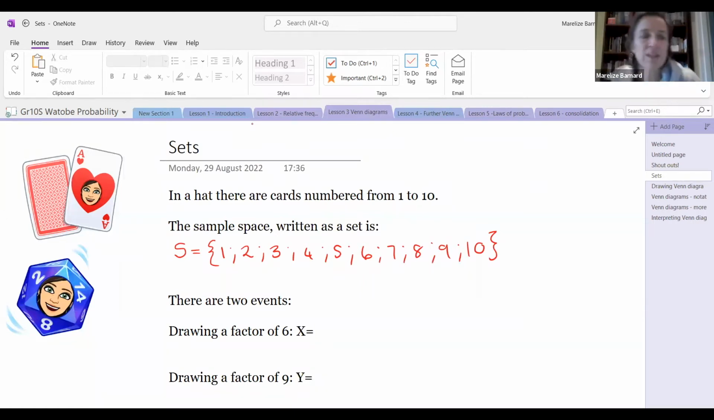Guys, read the question carefully. In a hat, there are cards numbered from 1 to 10. Okay, we don't stop at 7. Oh, for me, I made a mistake. No problem. Okay, so that is all.